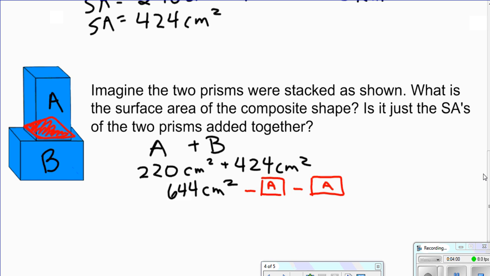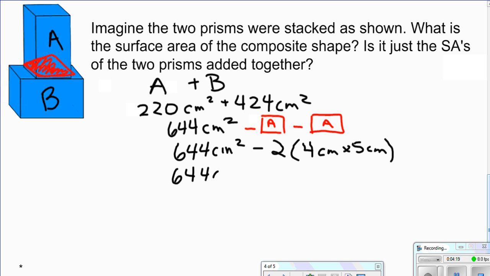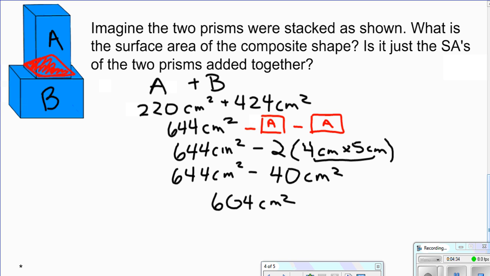And so the easiest way to do that is to take our total area, and we're going to take away 2 of that base, and that was 4 centimeters by 5 centimeters. Again, keeping in mind order of operations, 4 times 5 is 20. 20 times 2 gives us 40 centimeters squared. So the actual composite area is 604 centimeters squared because some of the area was lost in the overlap.